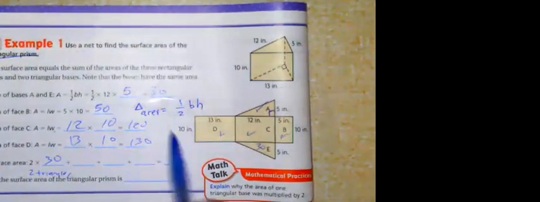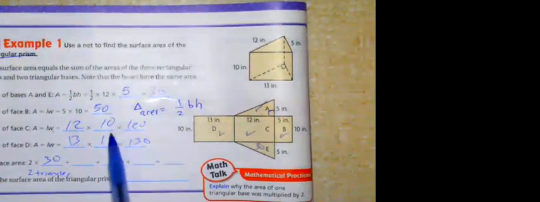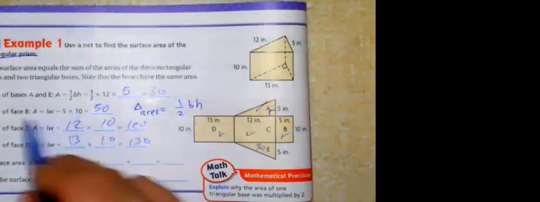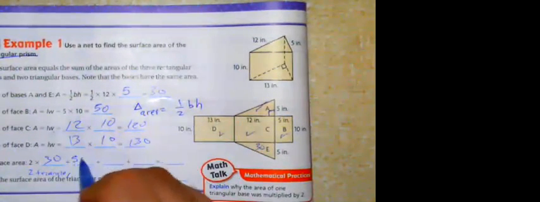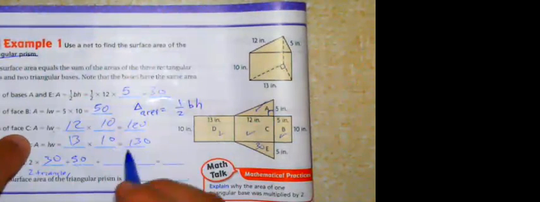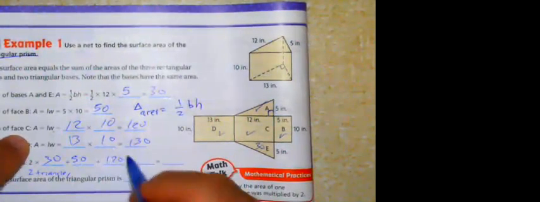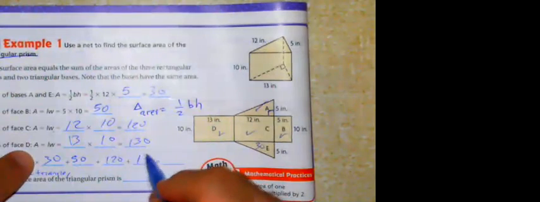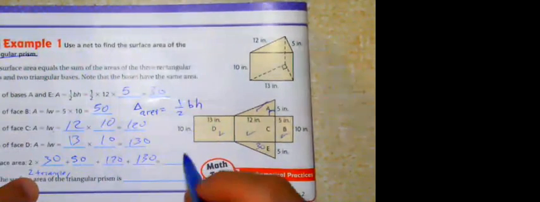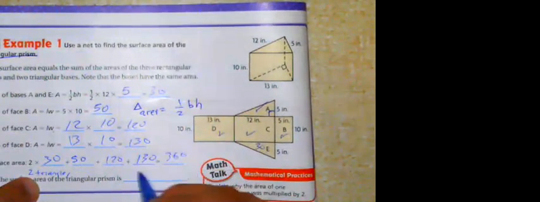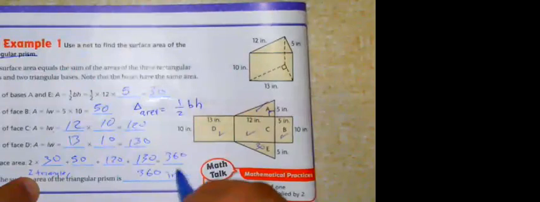Now we're going to add up the areas. So let's add up B. B is 50. Let's add up C. C is 120. Let's add up D, 130. You add it all up, you see it 360 inches square. These are inches.